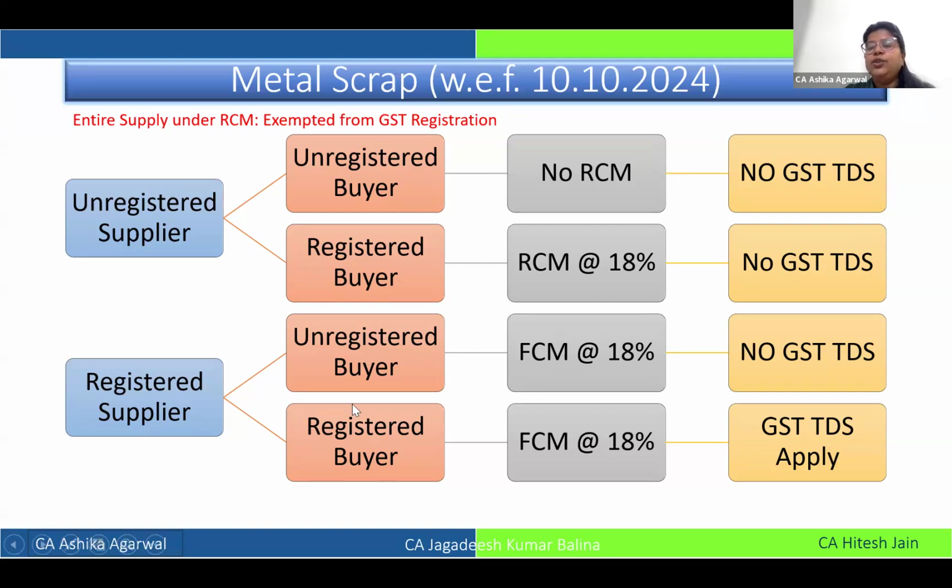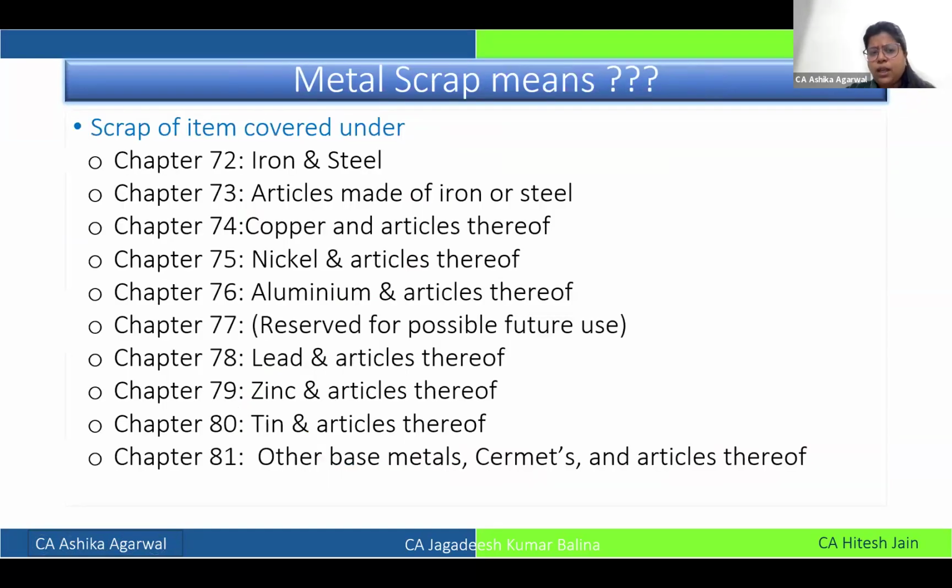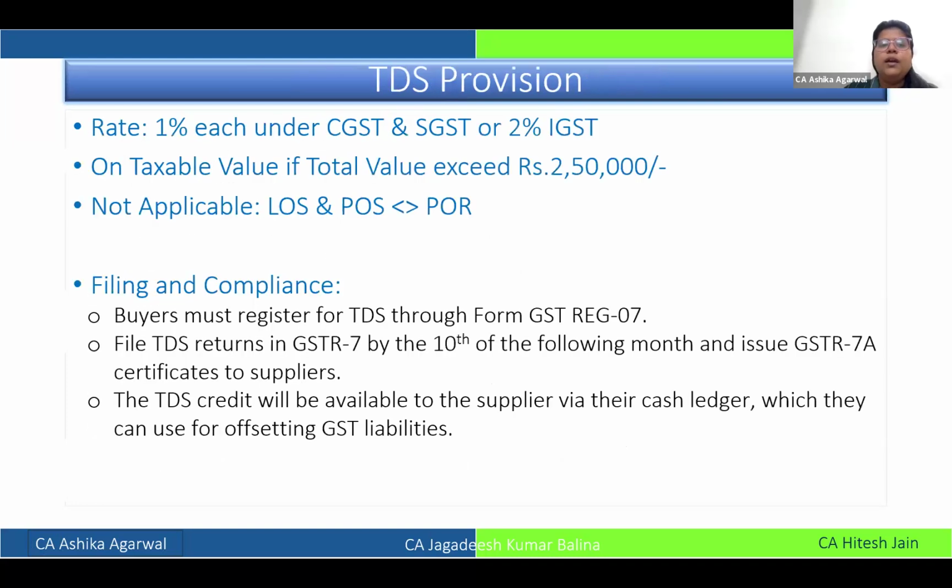Okay. And the second thing you need to keep in mind for this RCM part in metal scrap is the introduction of TDS. They have introduced the TDS applicability. They are saying when a registered supplier supplies to a registered buyer, then TDS needs to be applied. 2% is the GST rate, 1% CGST, 1% SGST. These are the metal scrap items from 72 to 81. They are saying to be covered under RCM.